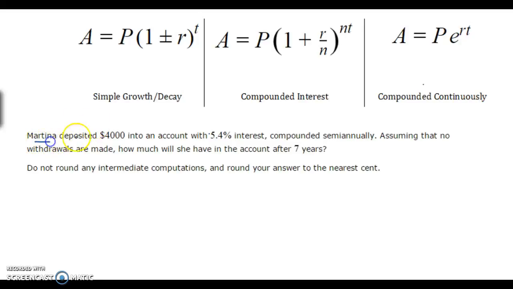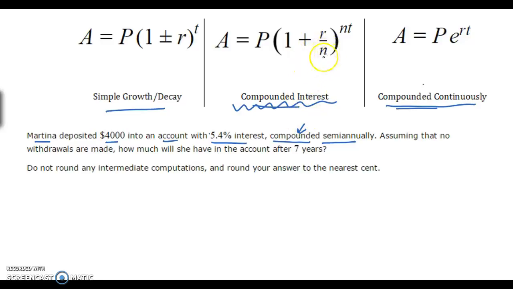Here we have Martina putting money into an account that pays this percent interest, compounded semi-annually. So as soon as I see this word compounded, I know it's either this or this. And since it doesn't specifically say compounded continuously, I know I'm using this formula. And just to point out, this formula is very much like this formula. It's just we have this extra n in here.